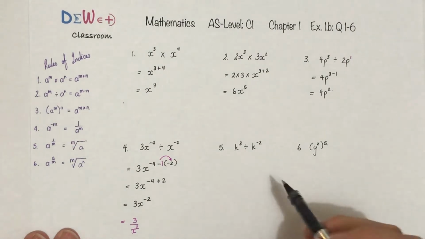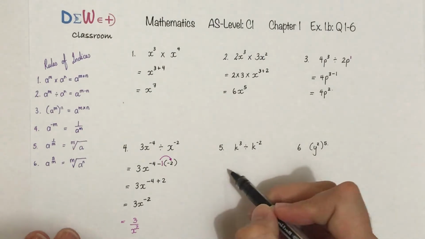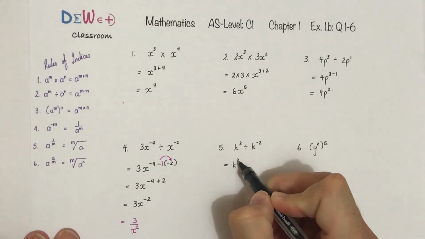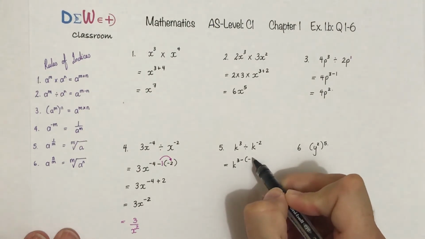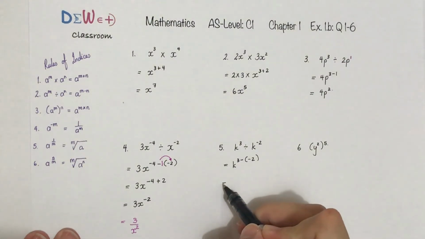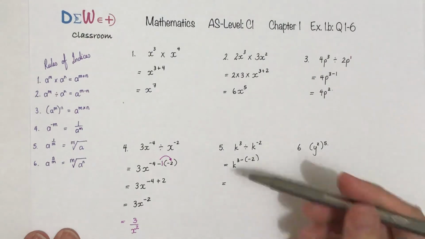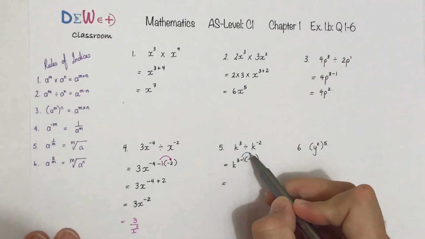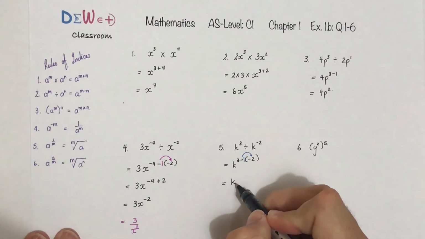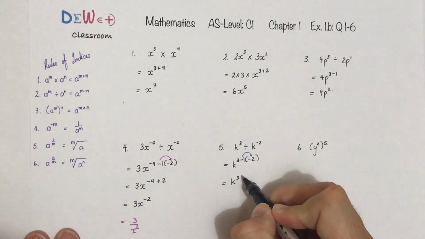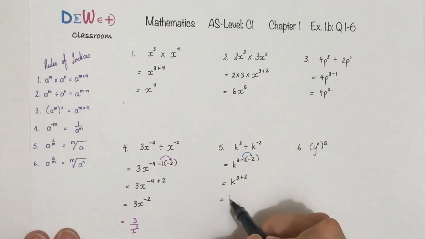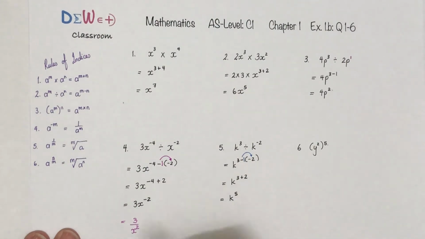We now go over to question number 5, and it's very similar to question number 4. What we have is the following: k, 3 minus 2, and in this case we will do the same as in question number 4. So you will take the minus 1 multiplied into your bracket. This will result in k, 3 plus 2, and that will give you k to the power 5.